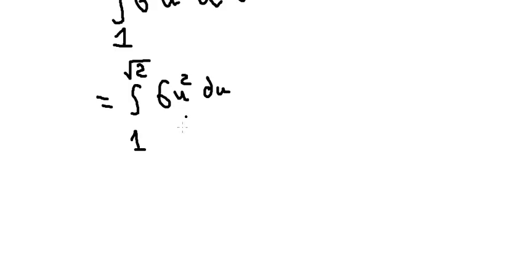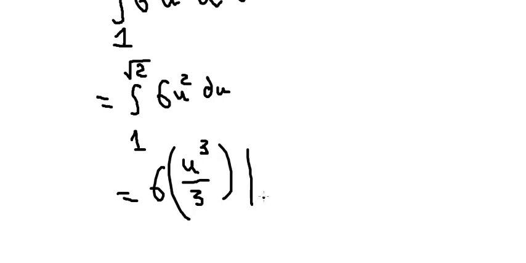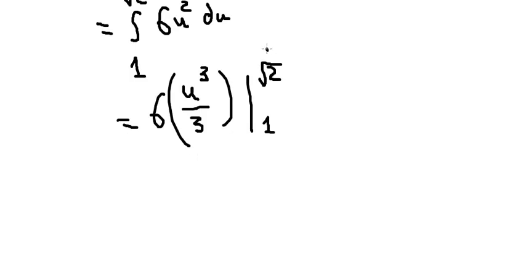The integration of u squared, we have u to the power of 3 over 3. And we put the bounds from number 1 to the square root of number 2. And now I will put this one here, number 1 here. And now we have like this.